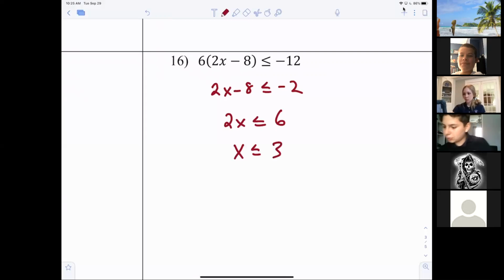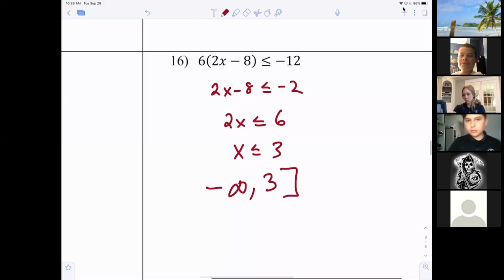Now, again, we should be getting better. You should be able to see things a little better now. So if I have less than or equal to 3, negative infinity, all the way to 3. Bracket on 3, parentheses on negative infinity. I'm liking that.